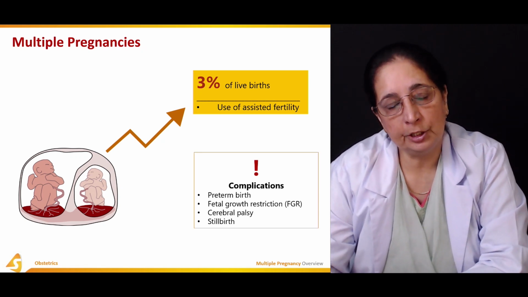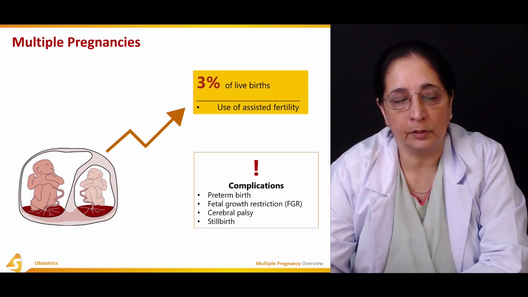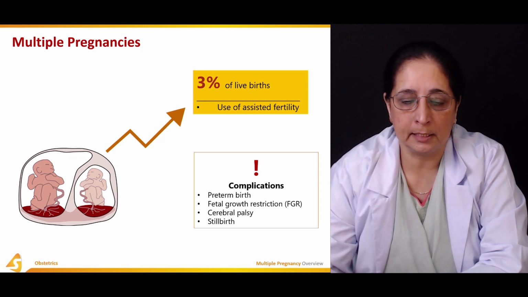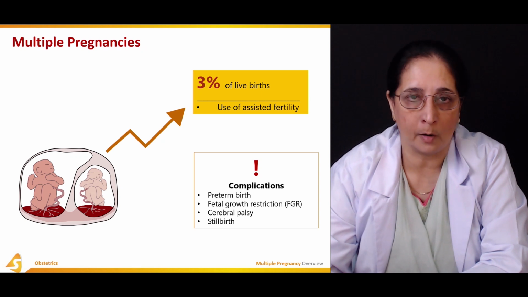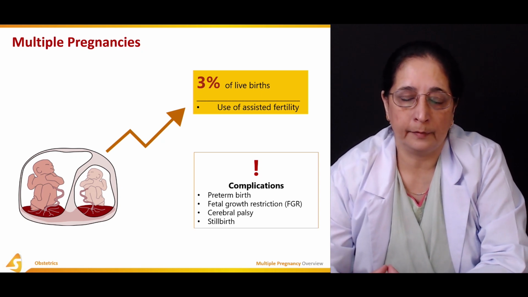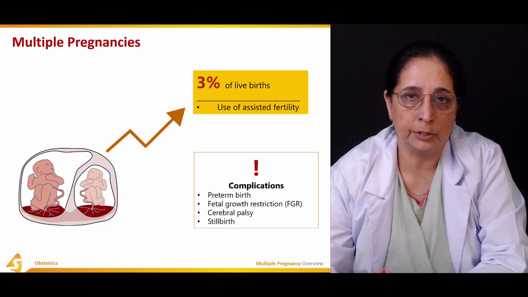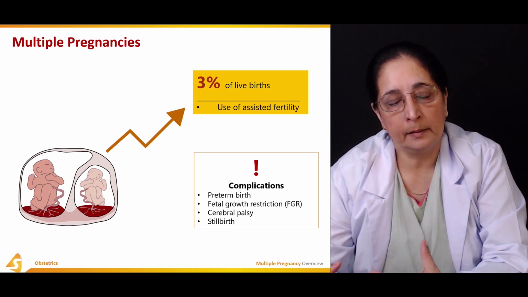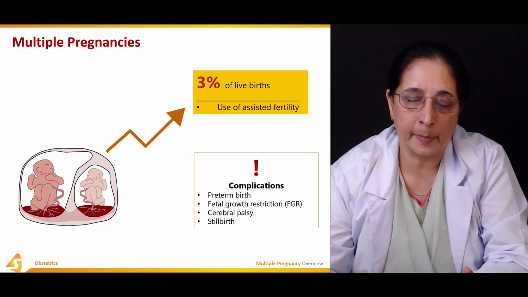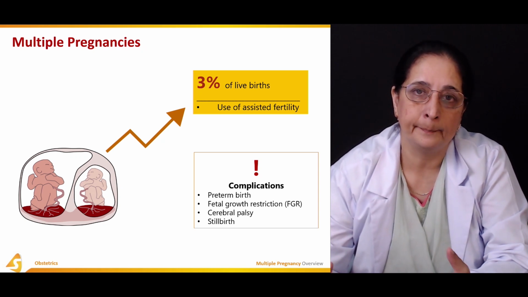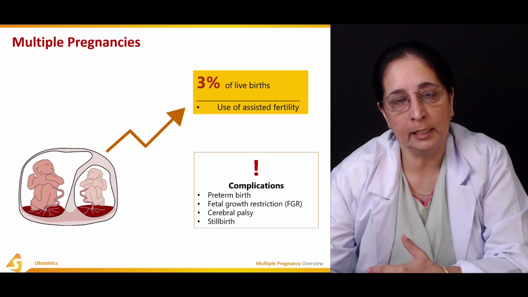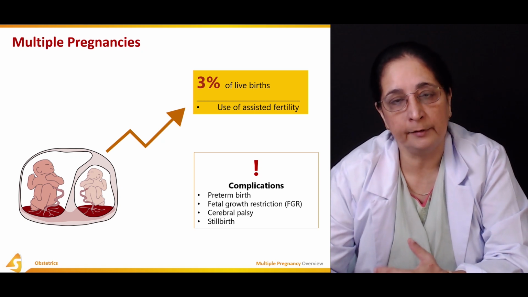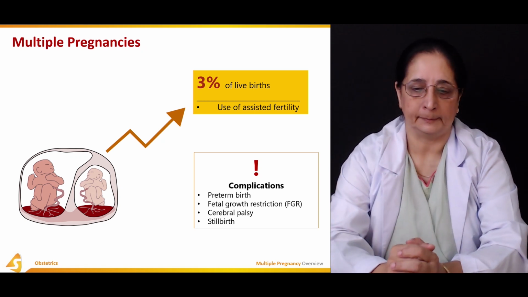The complications that can occur as a result of multiple pregnancies: preterm birth is common with twin pregnancies. Usually the onset of labor is early, and they require more space to grow and develop. So as a result, preterm delivery or preterm birth is common.